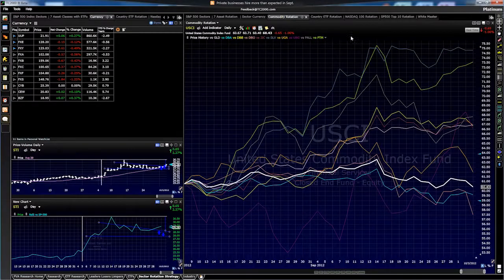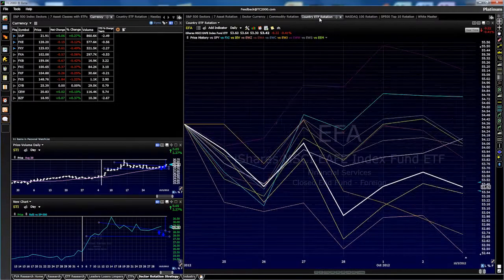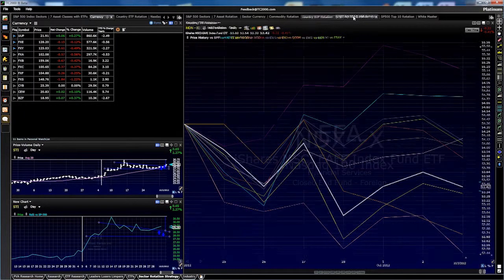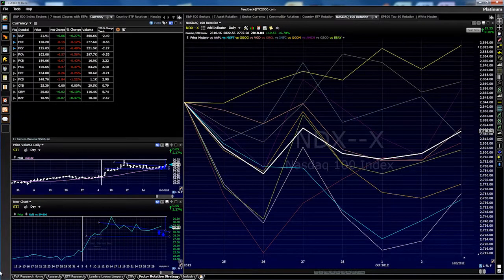But that's what, flipping through each of these, so we built the country ETFs, we built the EFI index, and who's accelerating off of that. We built the NASDAQ 100 with the 10 largest stocks of the NASDAQ 100. But you can do anything, and it's not that hard.